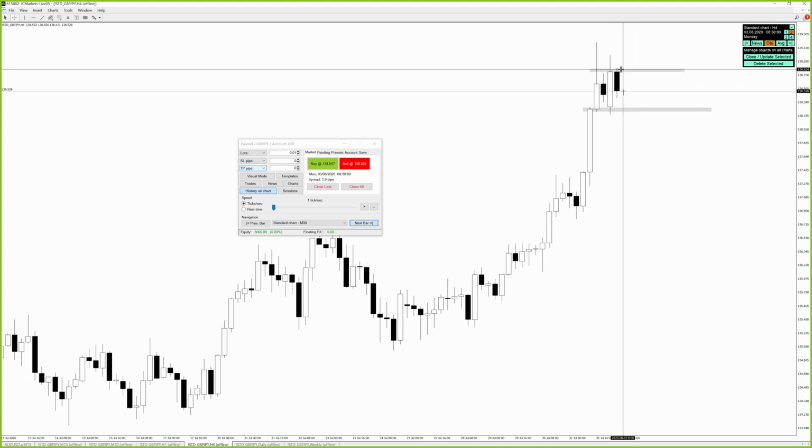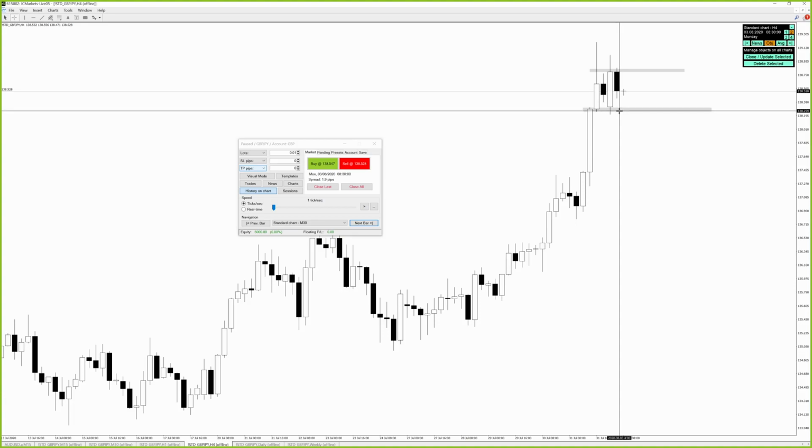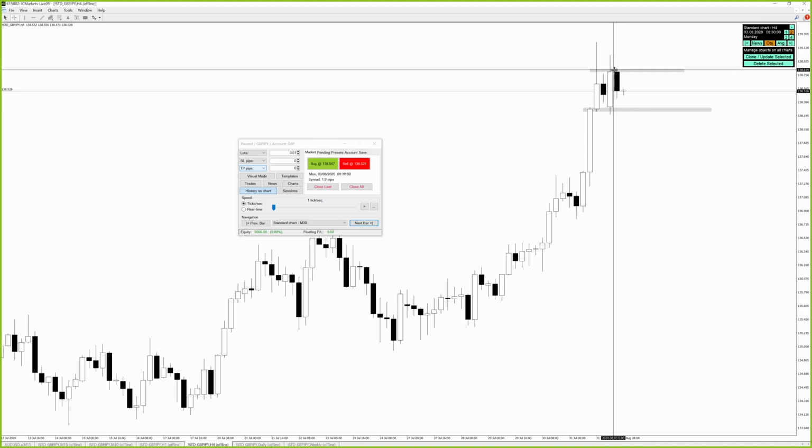We're only worried about where the resistance is and where the support is. The rule of thumb is, whenever you're looking at the charts, you're looking at the 4-hour time frame, and you're trying to understand, okay, if I'm looking at the 4-hour, where do I see a resistance formed? And it's right over here.